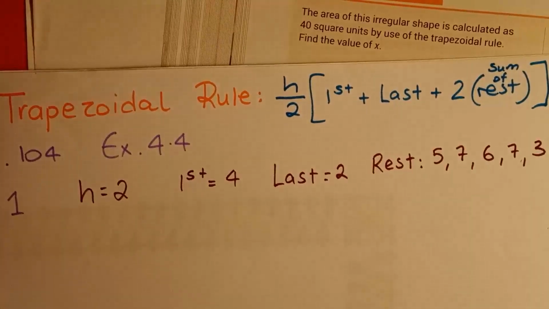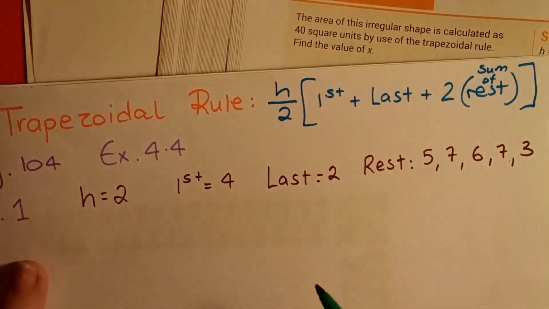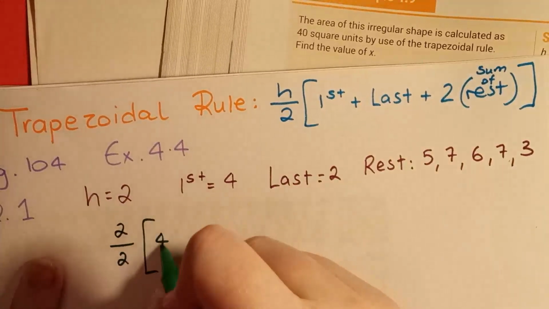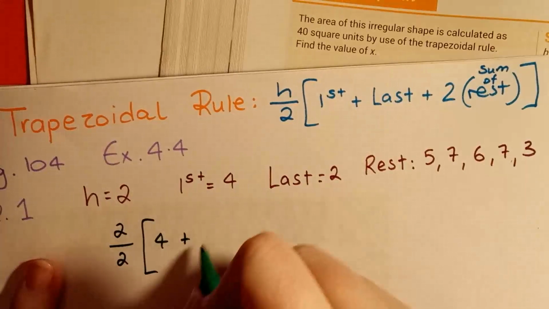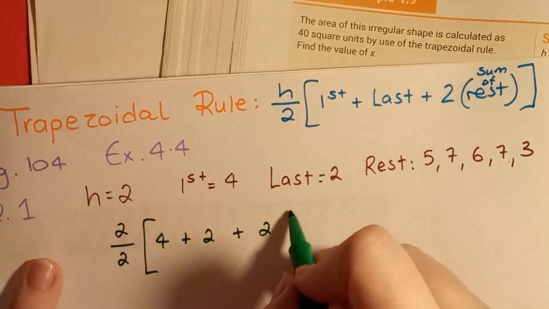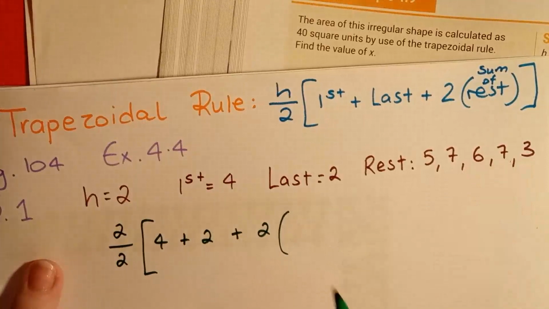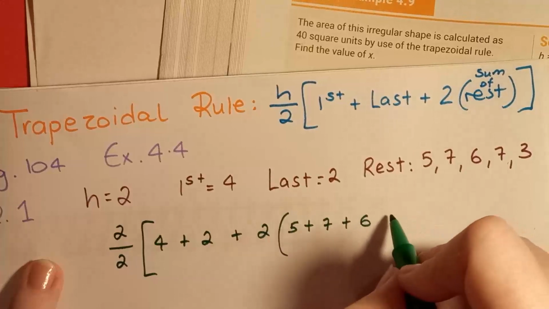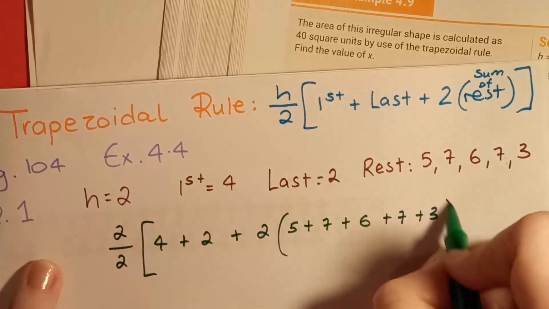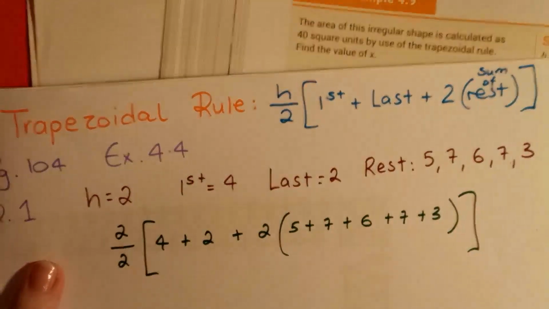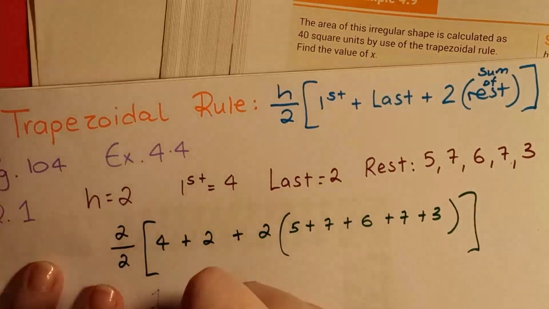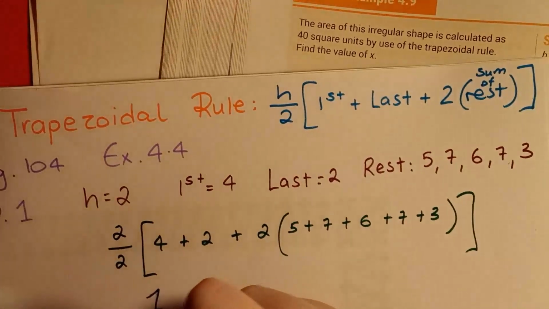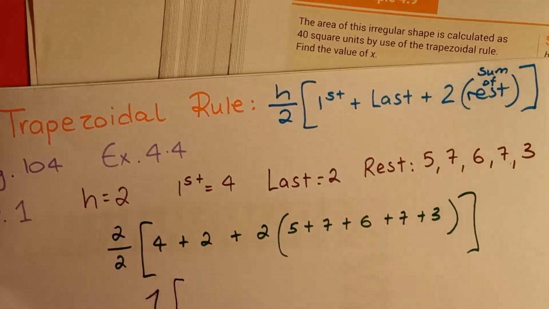Right, so we're going to do h over 2, so that's 2 over 2. Our first term is 4, our last term is 2, plus twice the rest added together. That's why I changed it to the sum of the rest, so we don't forget to add them. So 5 plus 7 plus 6 plus 7 plus 3. Okay, so 2 over 2 is 1 outside. So we have 1 outside the bracket, and like I said, watch BOMDAS.